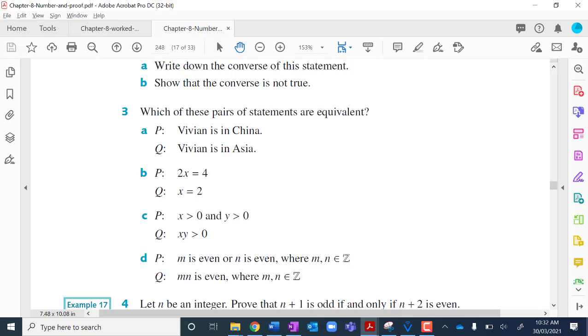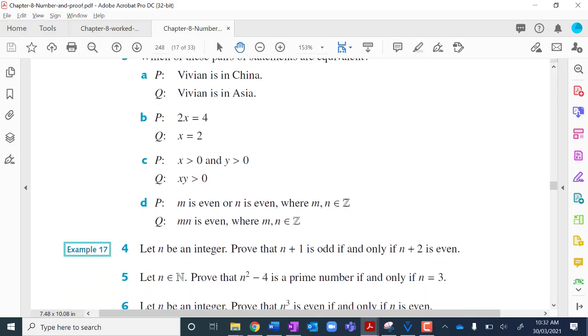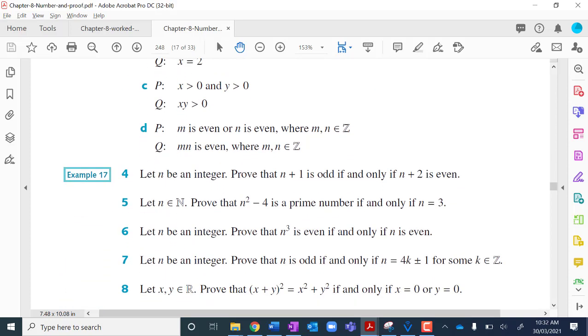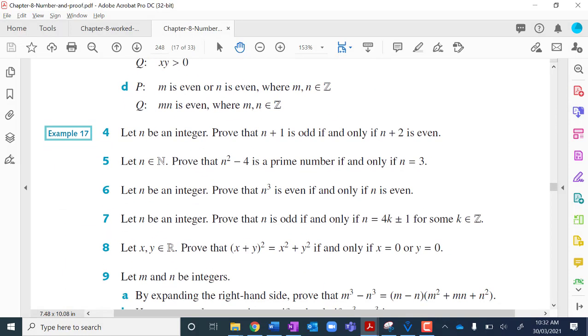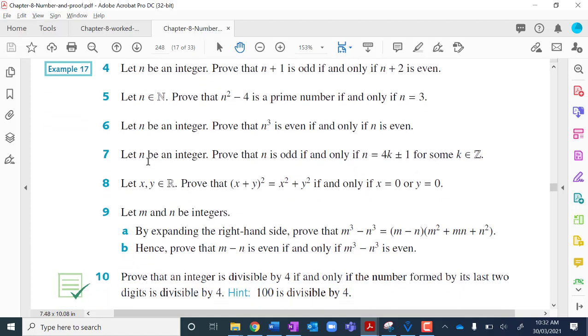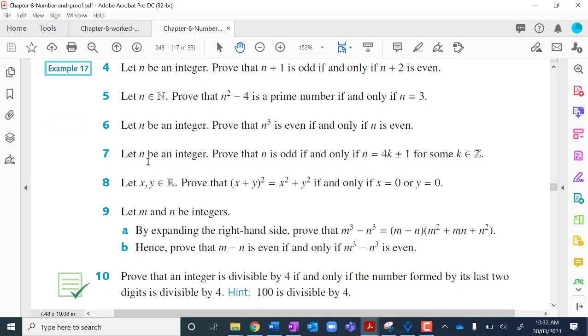So there's a few of these which are worded ones as well. Let n be an integer, prove that n plus 1 is odd if and only if. So again, we're looking at proving one way, then proving the converse, and then hence doing our double-headed arrow. A lot of these, once you get the hang of them, are pretty straightforward: just applying it both ways and then proving equivalence. All right, I'm going to stop there.